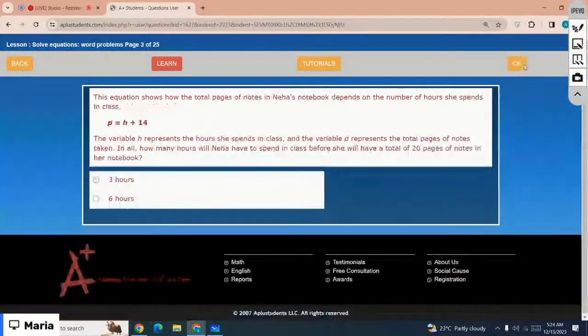Okay, the next one is, this equation shows how the total pages of notes in Neha's notebook depends on the number of hours she spends in class. Equation is P equals H plus 14. The variable H represents the hours she spent in the class and the variable P represents the total pages in the notebook. In all, how many hours... So that means P equals 20. So replace the P with 20 and solve the equation.